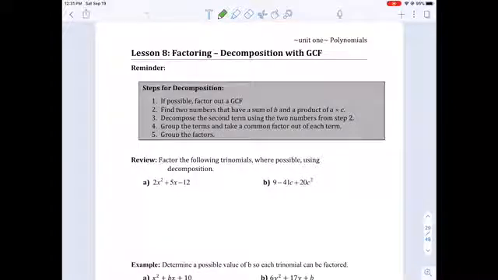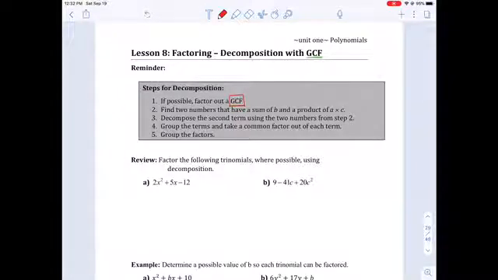Okay, let's take a look at lesson 8, factoring by decomposition with a GCF, with the greatest common factor. So remember that when we want to factor, we always want to try to find a GCF first, a greatest common factor. That always makes our life much easier if we can remember to try to factor out whatever number will come out of all of the terms of the polynomial.